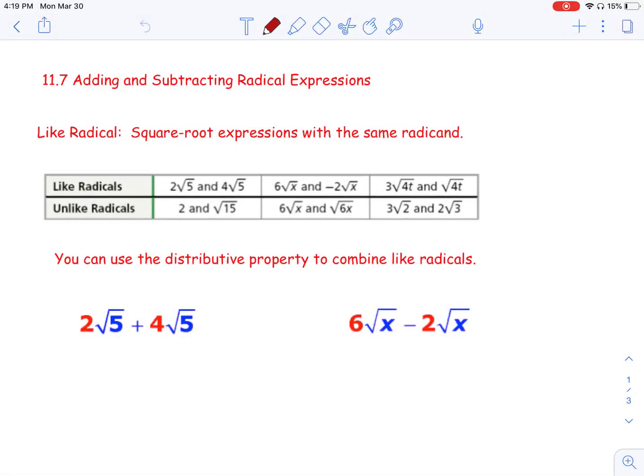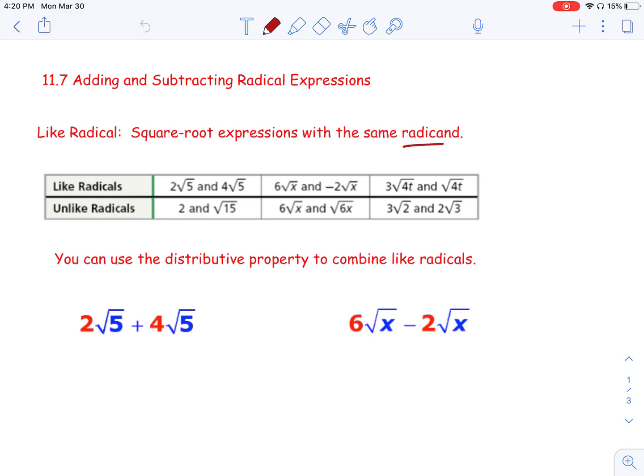Okay, we're going to do adding and subtracting radical expressions, and the only way that you can do that is if you have like radicals. You can add radical expressions if what's under the radical is exactly the same.